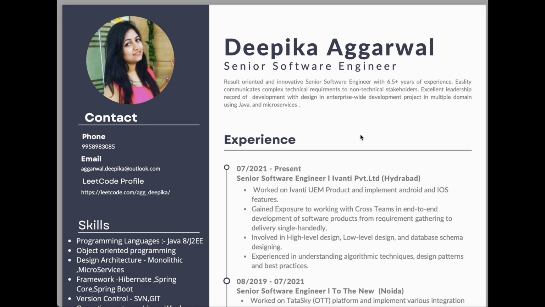Now one more thing that I want to highlight: when you are sharing your resume with anybody, always share the resume in PDF format, not in doc format. PDF is a format that cannot be easily modified, so that's why always share the resume in PDF format.